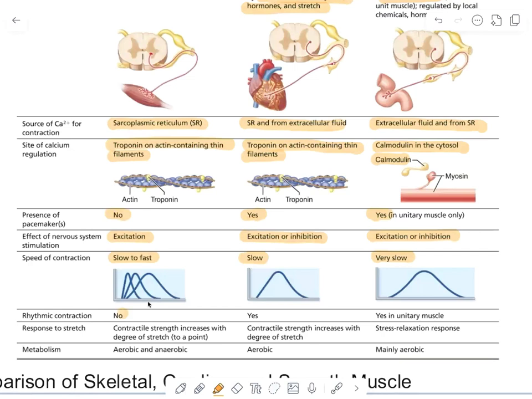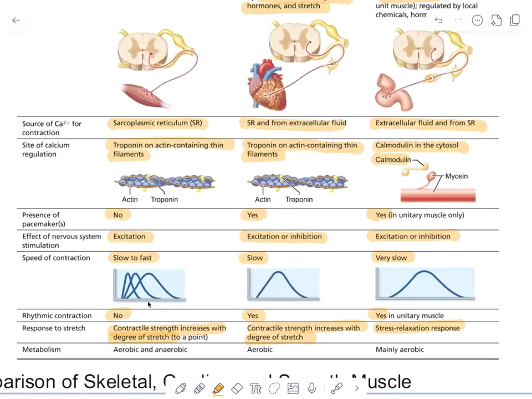The skeletal muscle doesn't really have any rhythm, but cardiac and smooth definitely do. In skeletal muscle, the strength increases with the degree of stretch to a point, and the same with cardiac muscle. However, smooth muscle has what's called stress relaxation response.